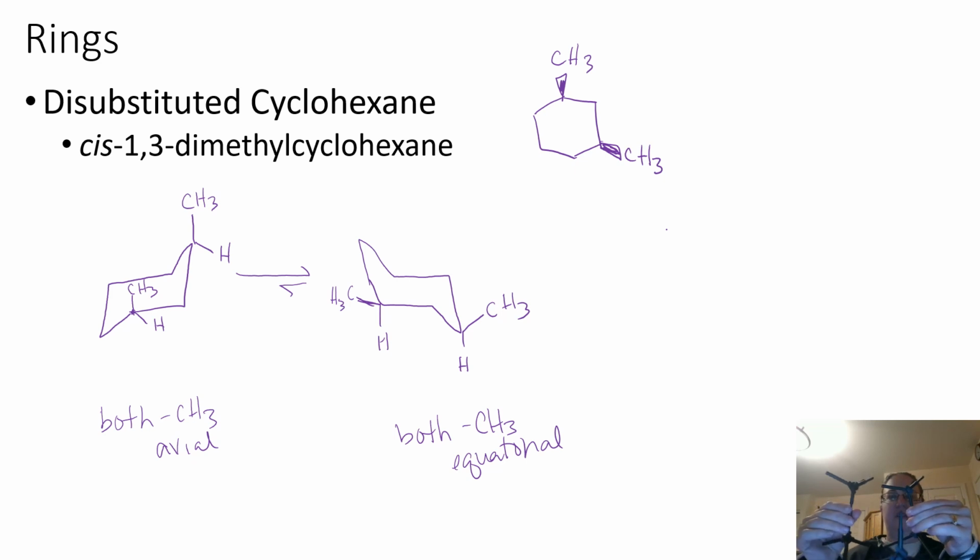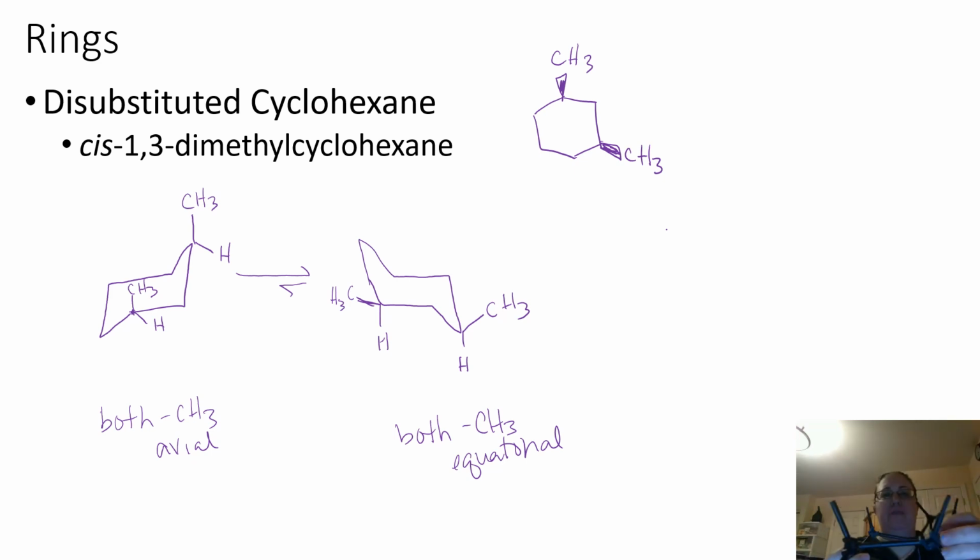You'll notice up here at the top, those two groups are very, very close to each other. That's that 1,3 diaxial strain. Since they are both large groups, it's a very high strain. They're very close. I can almost make those hydrogen atoms touch. I can form a bond there with my kit. So it's a very strong interaction.